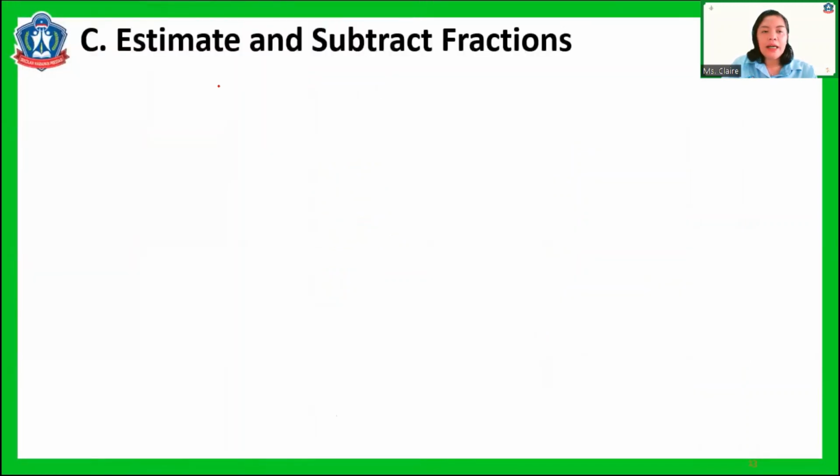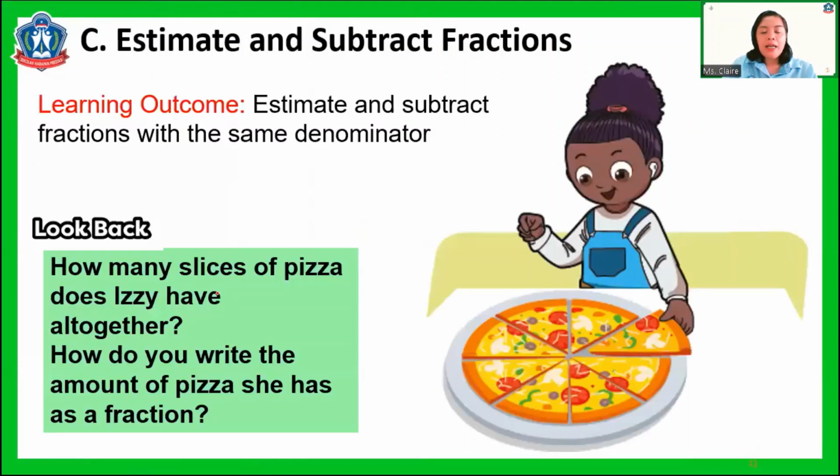Okay, let's study now lesson C, estimating and subtracting fractions. Take a look here. I have a problem about Iz. So how many slices of pizza does Iz have altogether? Okay, how many slices? Can we count? 1, 2, 3, 4, 5, 6, 7, 8. So that is one whole or 8/8. So there are 8 slices of pizza.